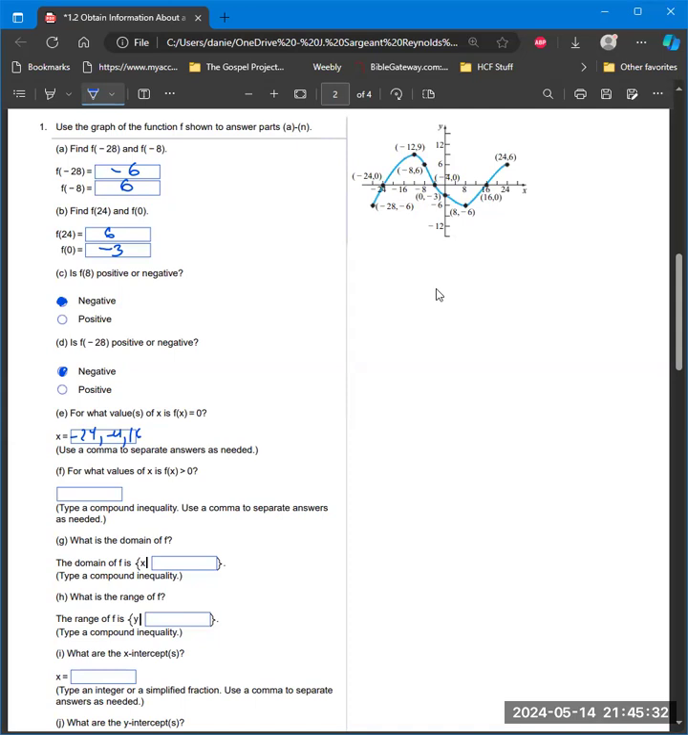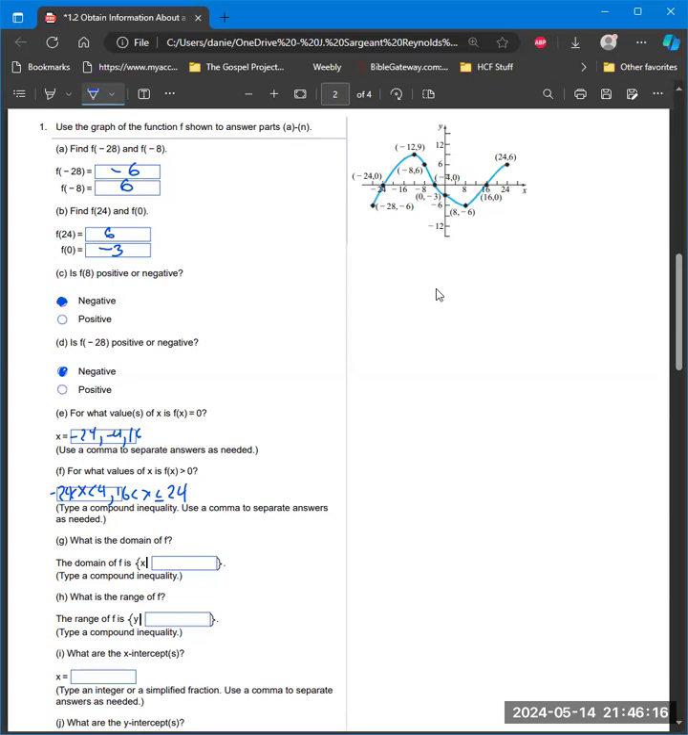For what values of x is f positive? We're going to have to answer in inequality notation here. So it's above the x-axis everywhere from negative 24 to negative 4, not included. So x between negative 24 and negative 4, comma, everywhere to the right of 16 up to and including 24, because it never comes back down to touch the x-axis there. So we have two intervals there.